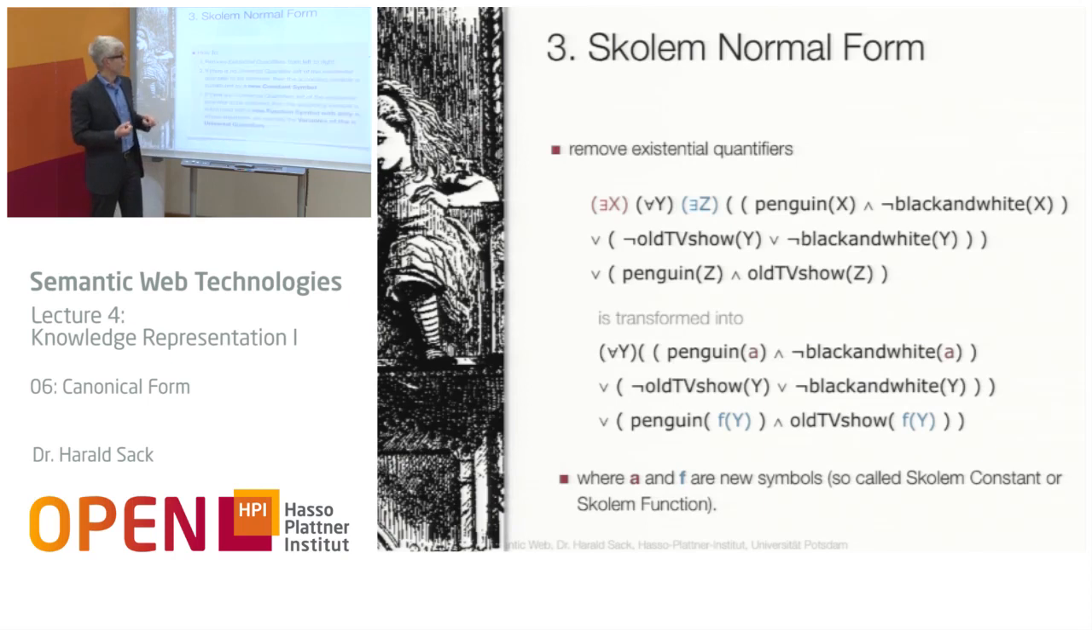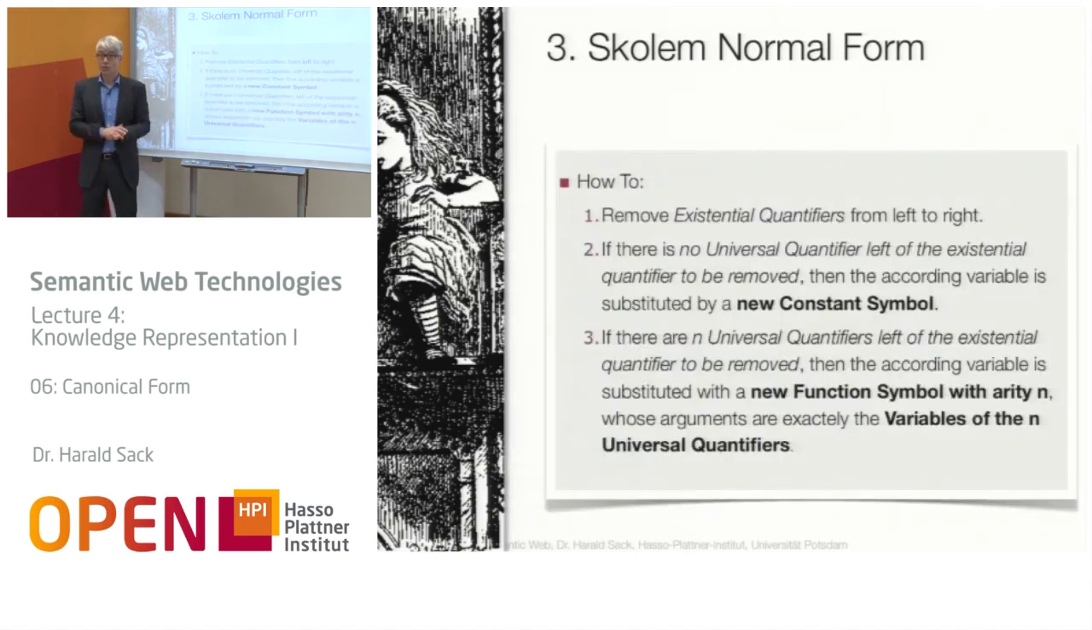So in general, it goes as follows. Skolem normal form, the algorithm for removal of all existential quantifiers from left to right. So you start left and go right. And the rule is, if there is no universal quantifier left of the existential quantifier to be removed, then the according variable is substituted by a new constant symbol. On the other hand, if there are n universal quantifiers left of the existential quantifier to be removed, then the according variable is substituted with a new function symbol with arity n, so the number of universal quantifiers that are in front, whose arguments are respectively the variables of the n universal quantifiers.